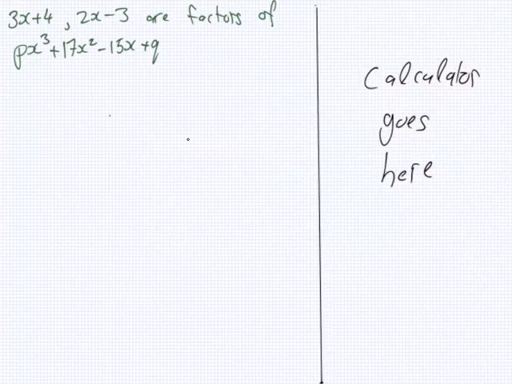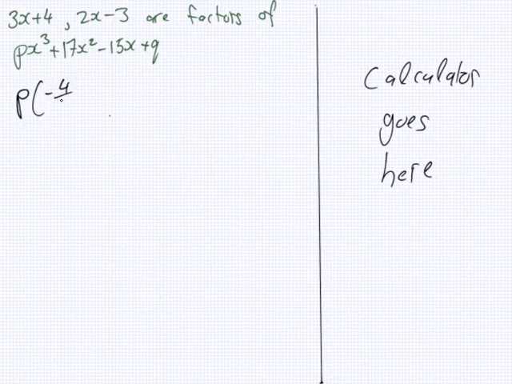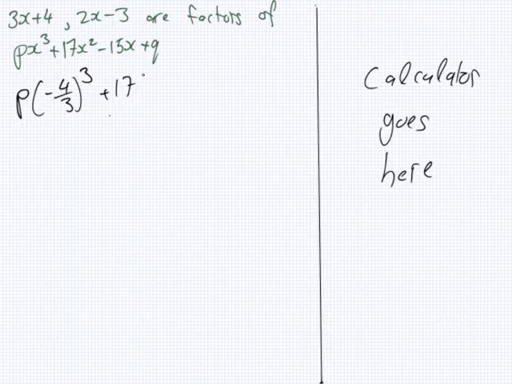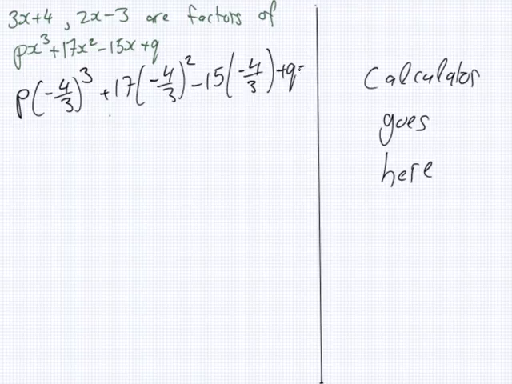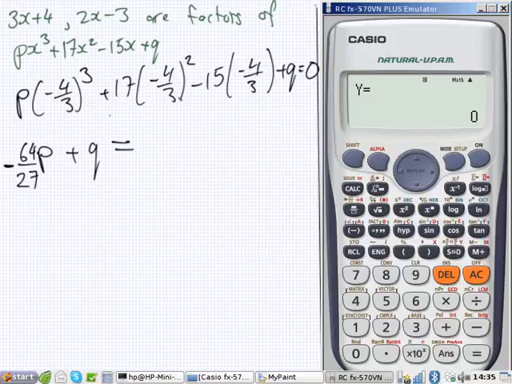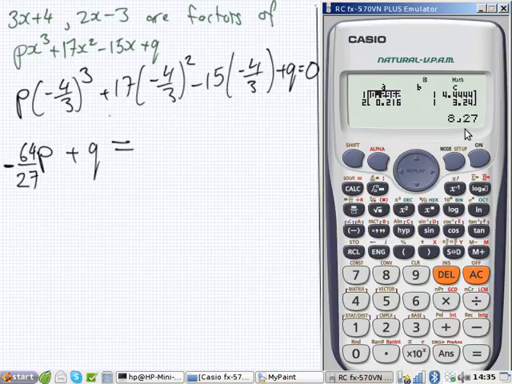Nice. Right. So they're factors. That means I know that p times minus 4 over 3 cubed plus 17 times minus 4 over 3 squared minus 15 times minus 4 over 3 plus q equals 0. Yeah? Right, so what's 4 cubed? 4 times 4 is 16. 64 over 27 p plus q equals, and then we'll use the calculator here. I'll double check it. I'm not saying I don't believe you, but I'll just double check it.